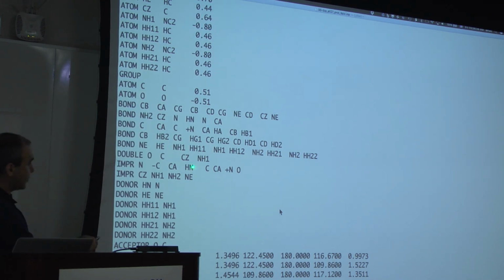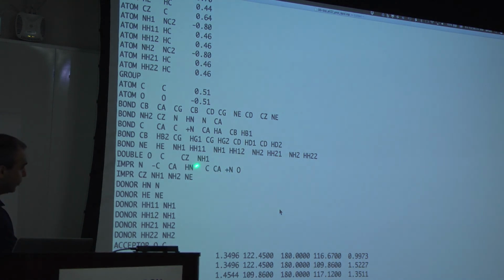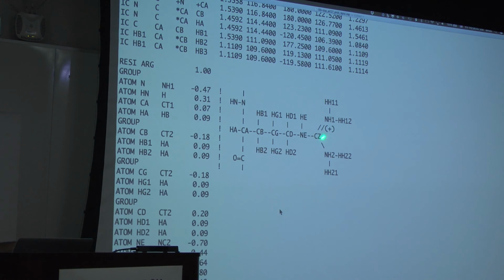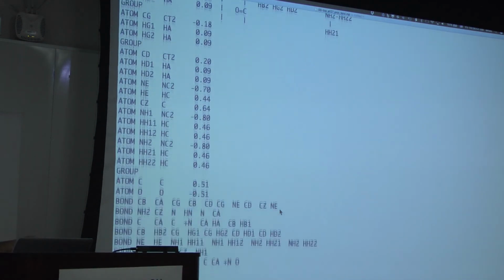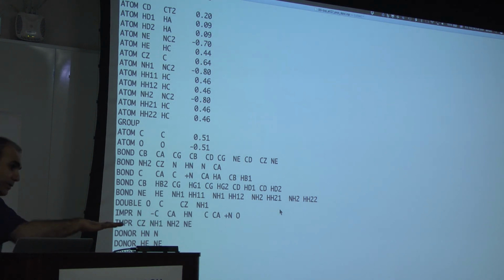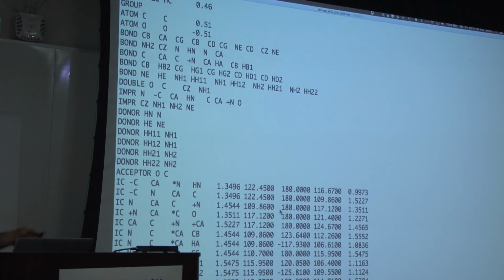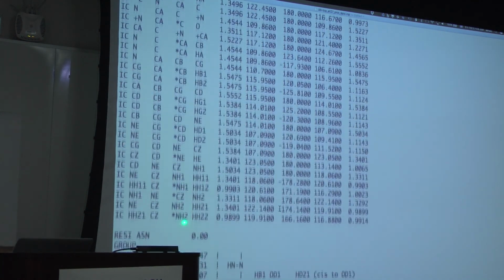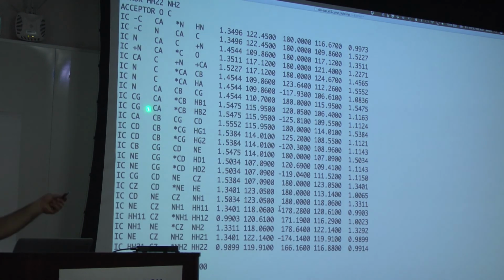And now in this case, in addition to the two sp2 centers in your backbone, for which you define the improper angle, you also have an sp2 center in the guanidinium group of the side chain. This is also a planar center, C zeta. So you define this additional planar center for which you have an improper to keep it planar. The long IC table, you don't have to worry about.